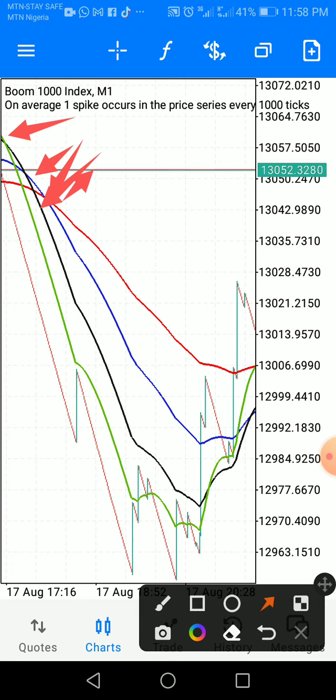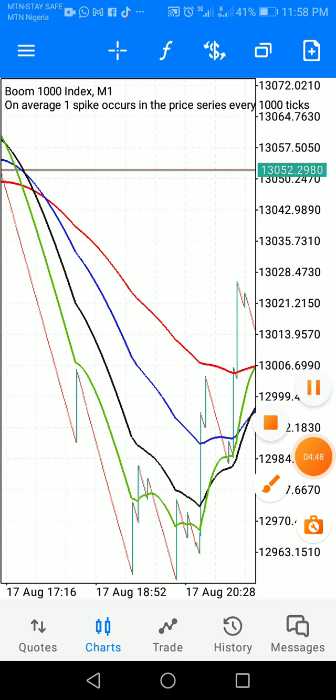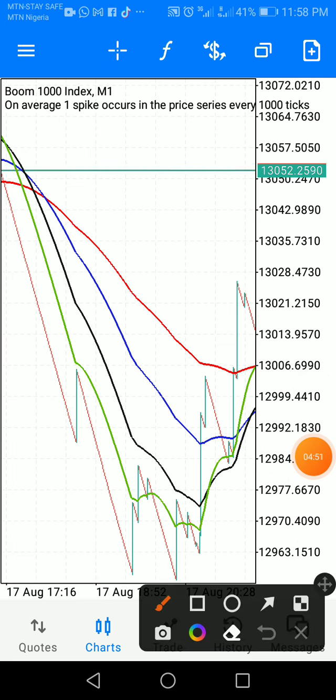That is when the blue crosses below the red. That is for the sell. This is what you need to wait for, but you must make sure that all other crosses have taken place before this last one. I believe you understand me.